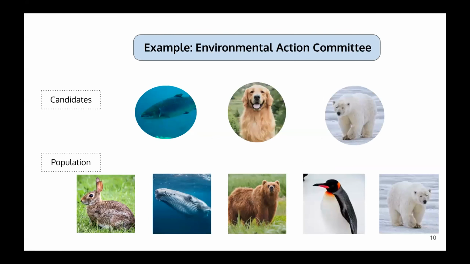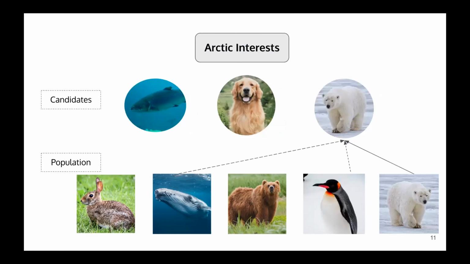Okay, so problem formulation. Let's say we want to create an environmental action committee, and we have candidates and we have the population. In this example, you can think of the population as either different subgroups or different individuals. What's important is that candidates will represent the interests of different subgroups to different degrees. For example, maybe you care about Arctic interests, and the polar bear group will obviously be very well represented by the polar bear candidate, but maybe it also somewhat speaks to other subgroups as well, shown in the dashed arrows here.